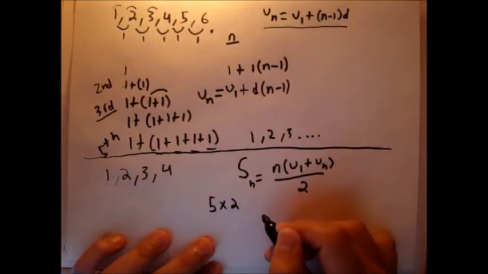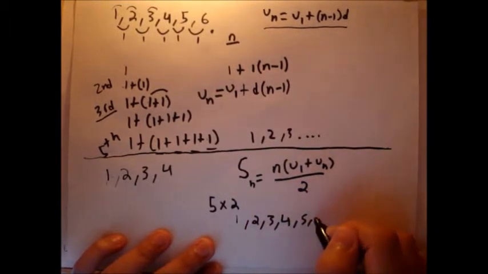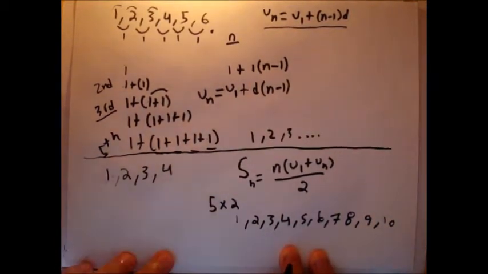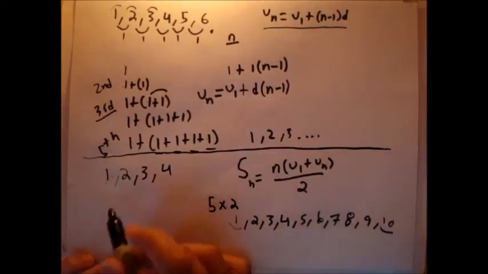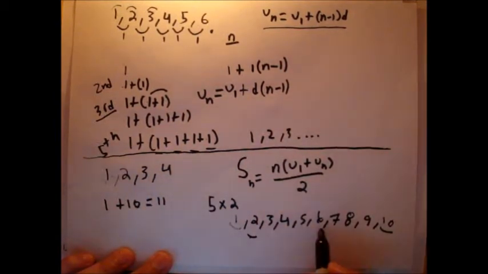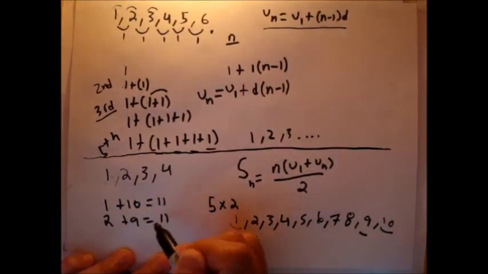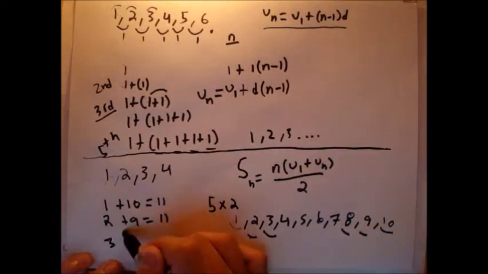Let's use all numbers 1 through 10. 1, 2, 3, 4, 5, 6, 7, 8, 9, and 10. Alright, now what happens if we actually add the first term and the last term? 1 plus 10, 11. How about the second term and the second to last term? 2 plus 9, 11. Oh, okay, I'm getting the same number. Let's try that one more time to make sure it's not a coincidence. 3 plus 8, 11. Alright, same number again.